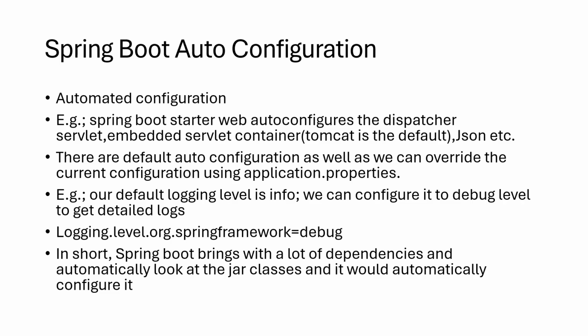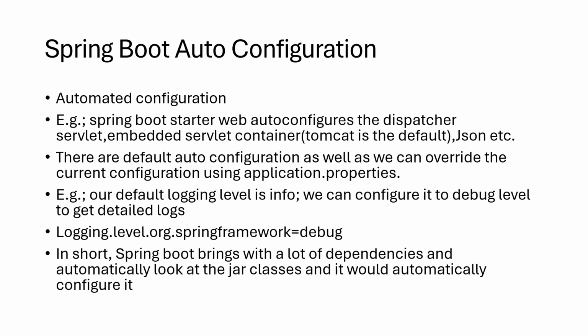Spring Boot Auto Configuration is one of the important features of Spring Boot. For example, Spring Boot Starter Web auto configures the dispatcher servlet, the embedded servlet container (Tomcat is the default), and JSON, etc. These are some examples.